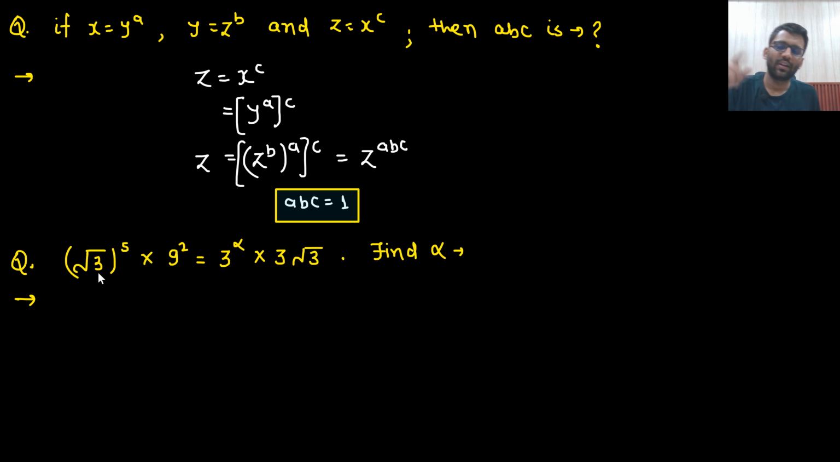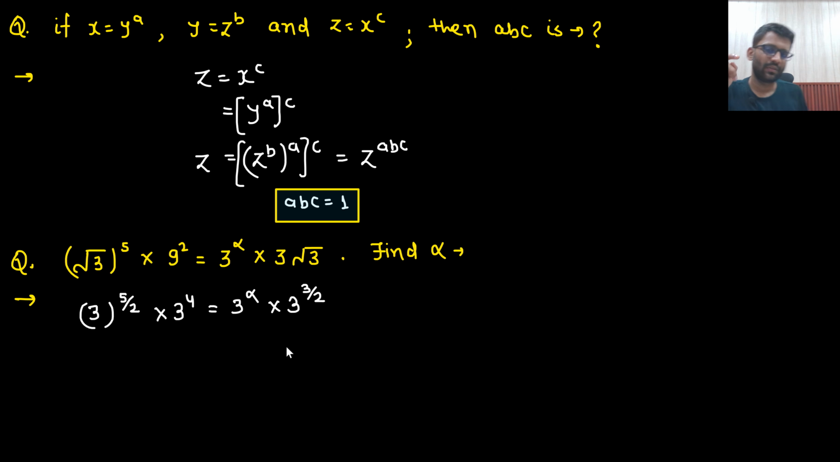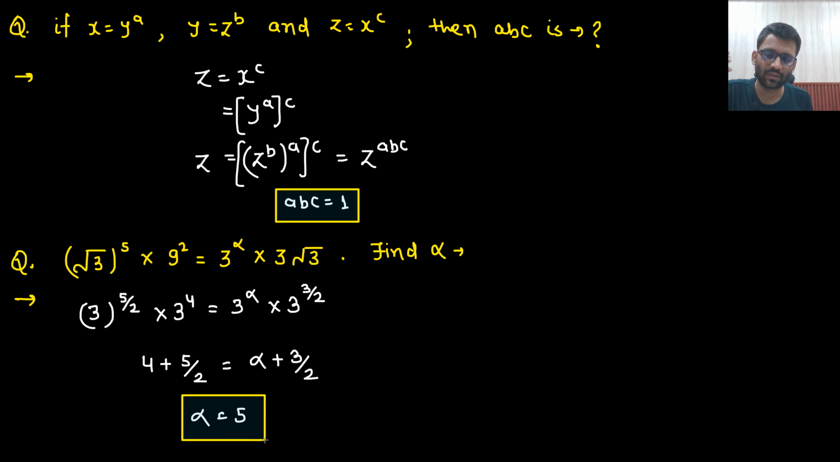In this question, what you need to find? Under root 3 to the power 5, that means 3 to the power 5 by 2, into 9 square, that means 3 to the power 4, is equals to 3 to the power alpha into 3 to the power 3 by 2. 1 by 2 plus 1, 3 to the power 3 by 2. So 4 plus 5 by 2 is equals to alpha plus 3 by 2. So 5 by 2 is 1 plus 3 by 2. So 3 by 2 got cancelled. So alpha is equals to 5. Alpha is equal to 5. That's it. Very, very easy.